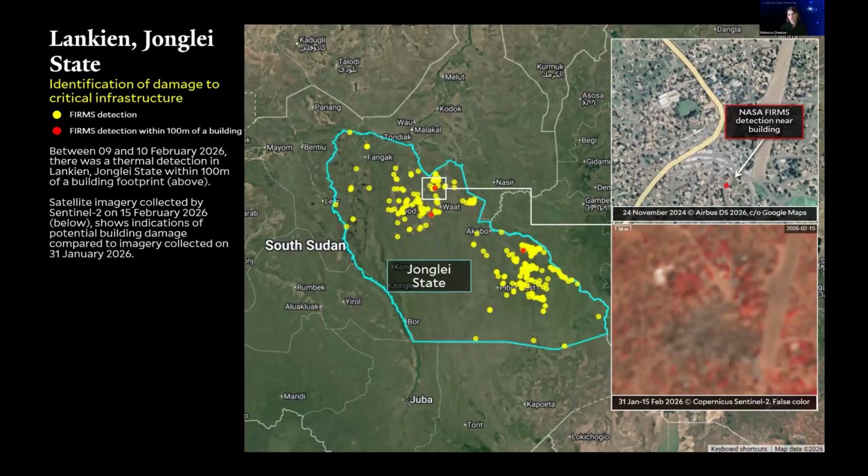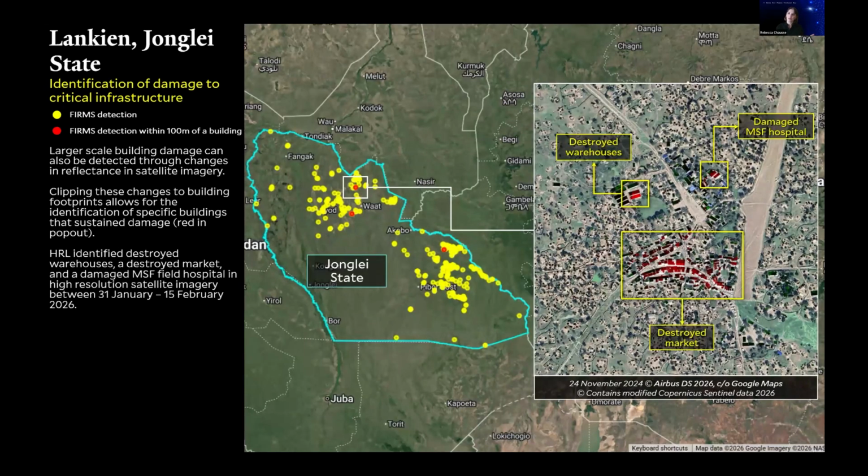What we're seeing here is that the FIRMS detection that was collected on the 9th actually gave us a tip-off that there was additional damage to critical infrastructure. And what we found whenever we clipped the potential damage to the open building footprints by Google was we confirmed damage to the MSF hospital. We also confirmed damage to the warehouses, and we also identified damage to a nearby market.